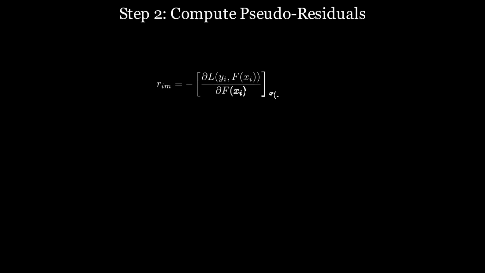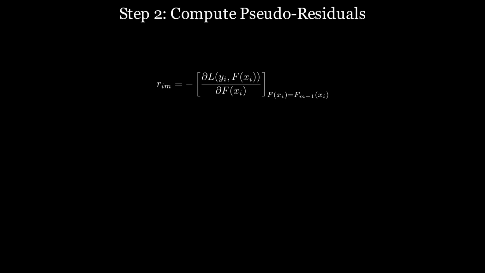Now that we have our initial guess, we need to figure out the errors. In gradient boosting, we don't just calculate the simple error. We calculate something called a pseudo-residual, which is defined as the negative gradient of the loss function. This looks complicated, but it's the gradient part of gradient boosting. We're finding the direction of steepest ascent for the loss and moving in the opposite direction.